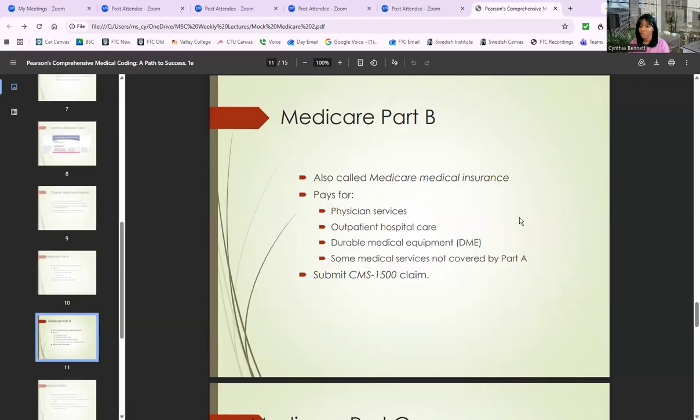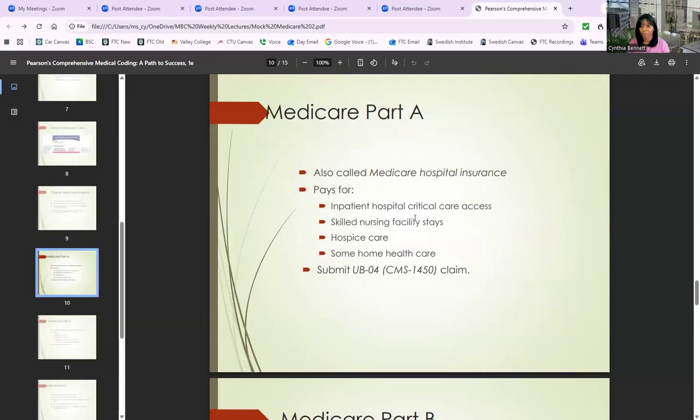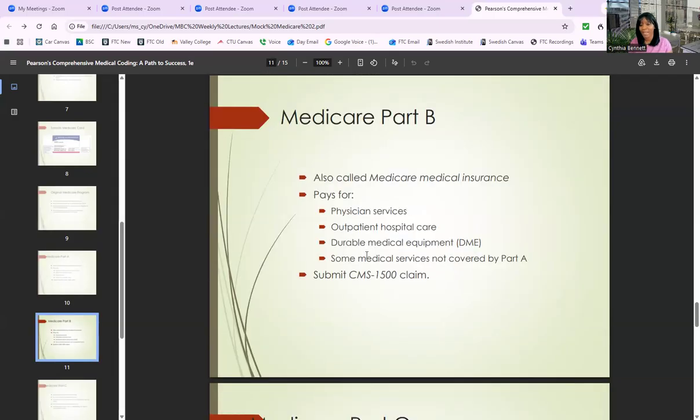Also, any outpatient hospital care, durable medical equipment, and some services that are not covered underneath Part A, we can bill underneath Medicare Part B, and we're going to submit that claim on what we call the CMS-1500 claim form. You'll also hear professional services. Any professional services can be billed underneath Medicare Part B, and we'll submit those services to Medicare on a CMS-1500 claim form for all of our services that were provided.